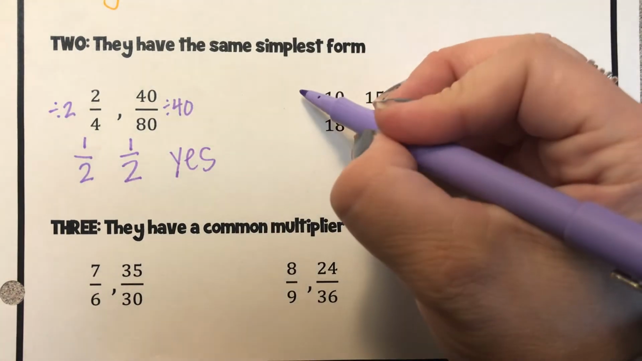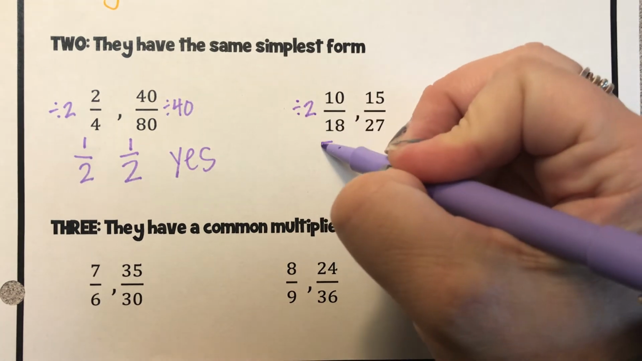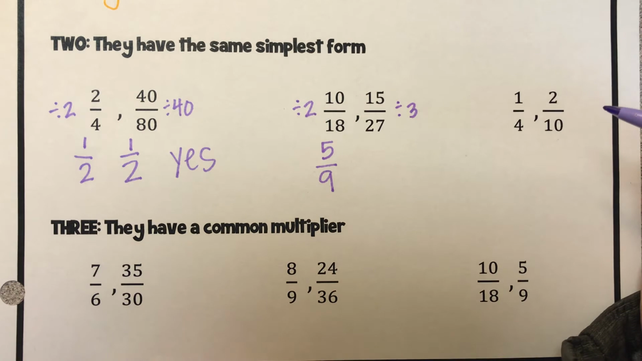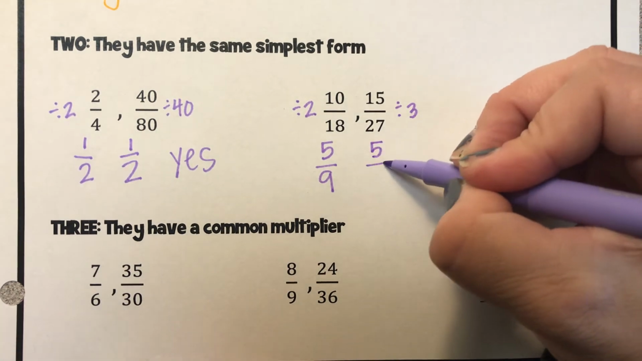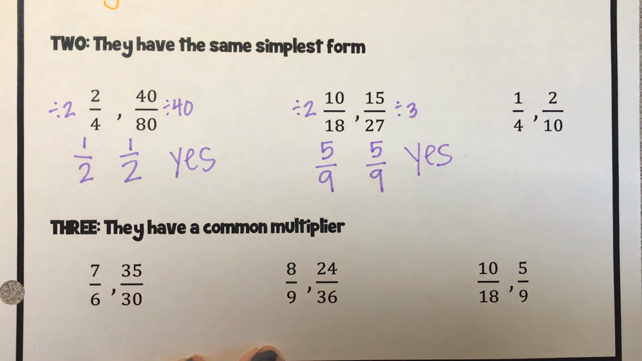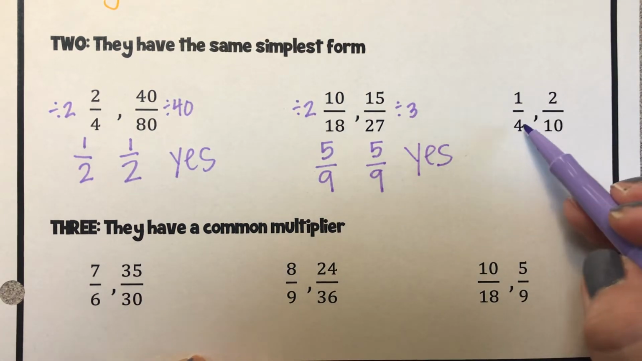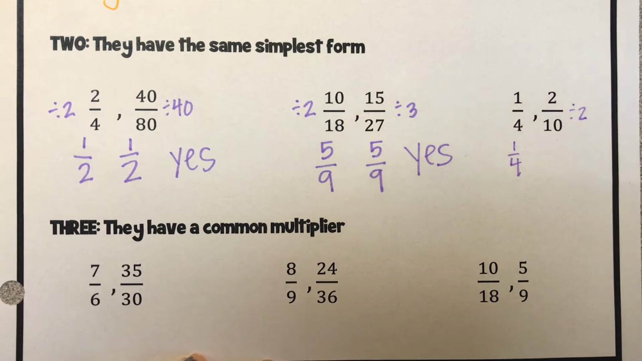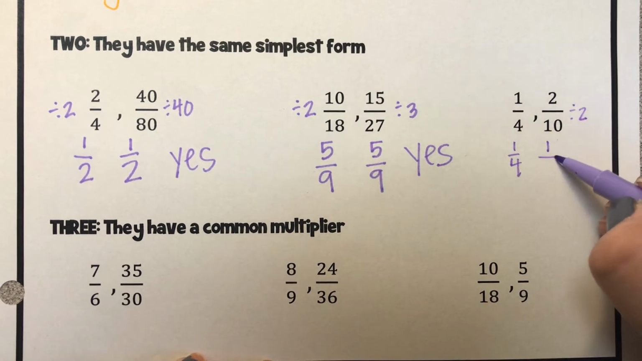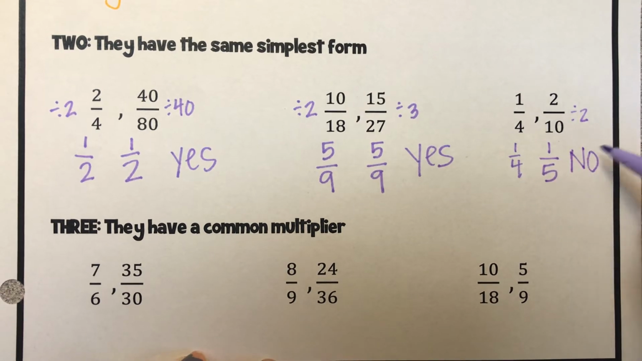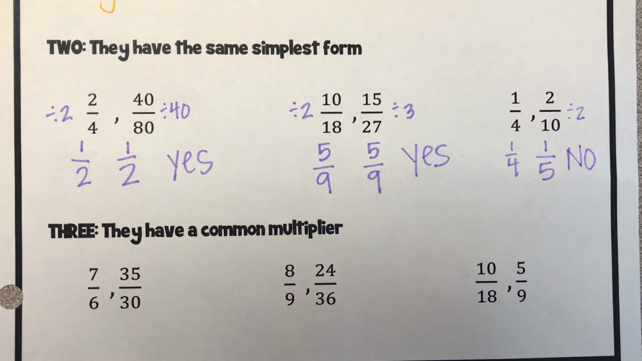On this next one, 10 and 18 are both divisible by 2. That's 5/9. 15 and 27 are both divisible by 3. That's 5/9. That is the same simplest form. And then this last one, 1/4, that's in simplest form. 2 and 10 are both divisible by 2, which makes 1/5. These are not the same simplest form, so the answer is no.